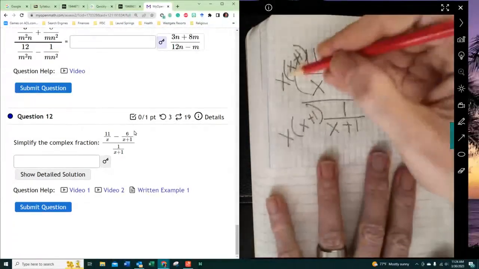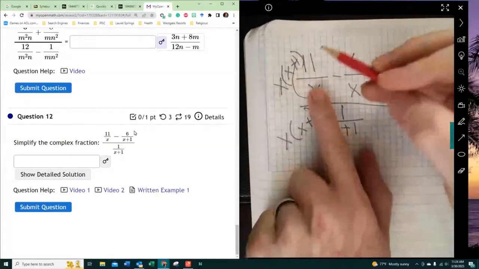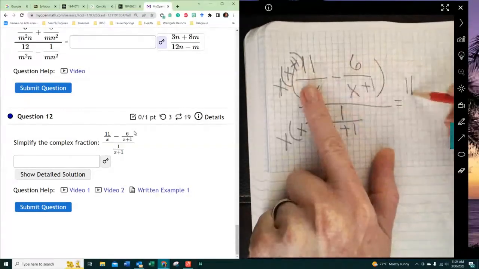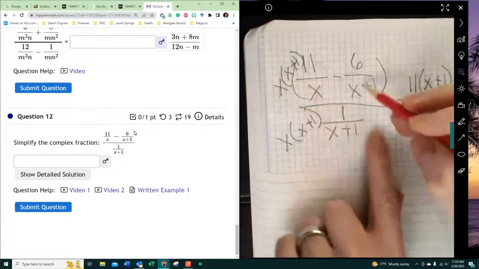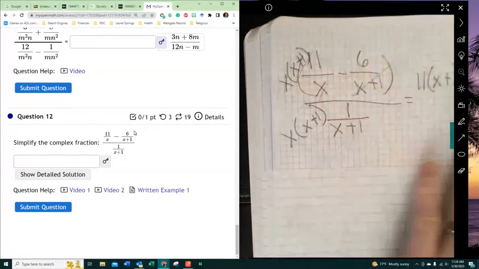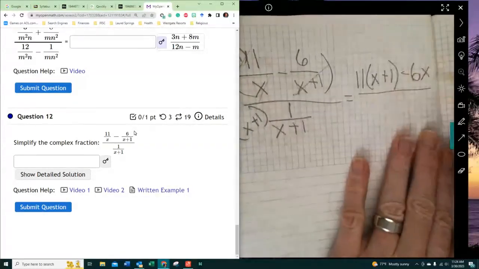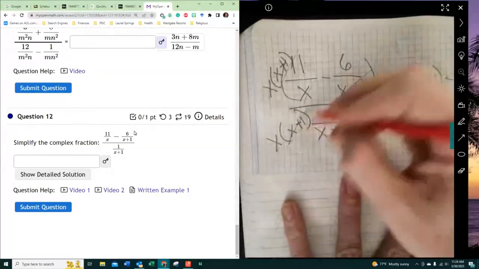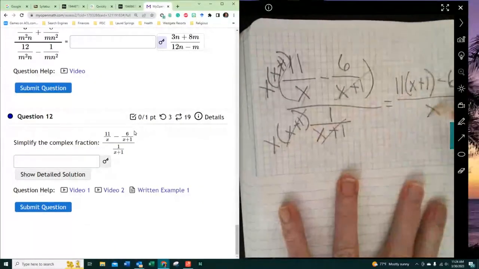Okay, now that I do that, this will take this out, leaving me with 11 times the x plus 1. And then this will wipe this out, and then it'll be negative 6 times x, which is negative 6x. And now this will wipe this out, leaving me with 1 times x, which is 1x.